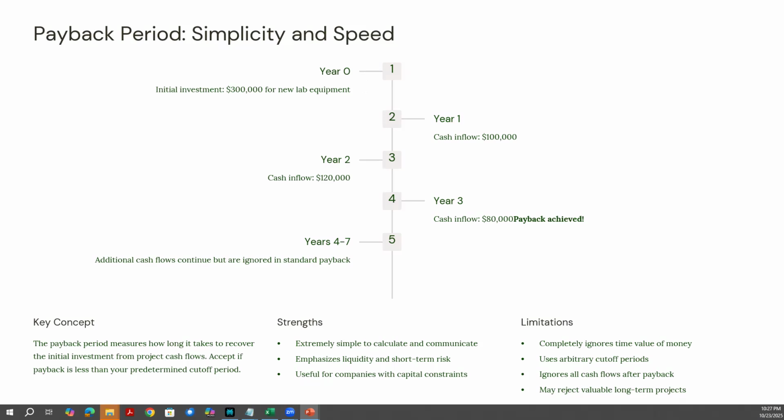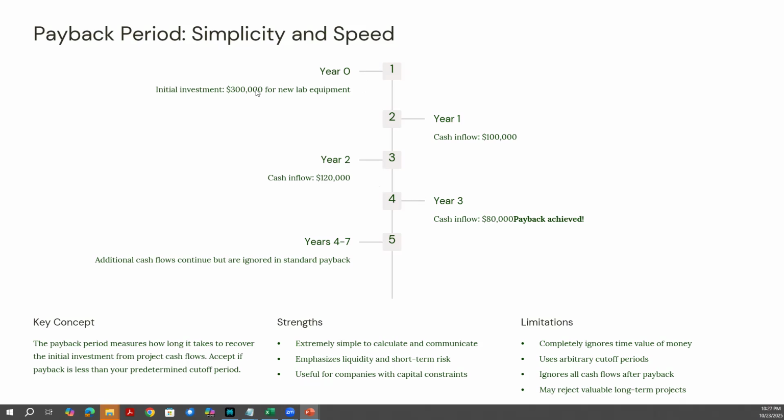So in this example, you're making an investment of $300,000. The cash inflows are 100,000 in year one, 120,000 in year two. So by the end of first year, you recovered 100,000. By the end of second year, you recovered 220,000. And then the cash flow in the third year is 80,000. So by the time you're done with year three, you have recovered all the $300,000 you have invested.